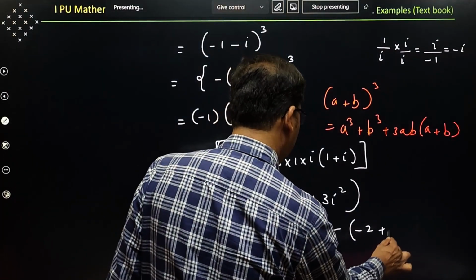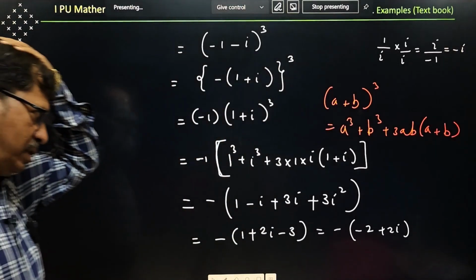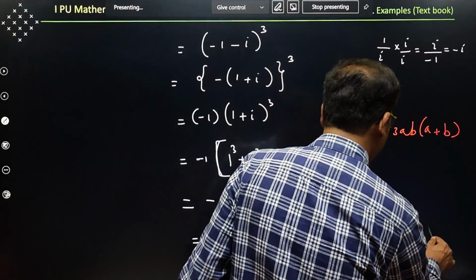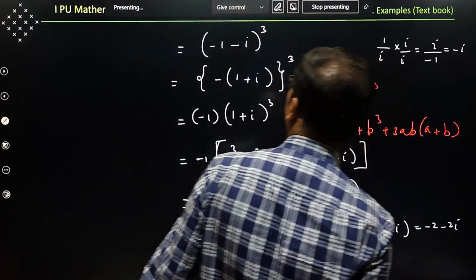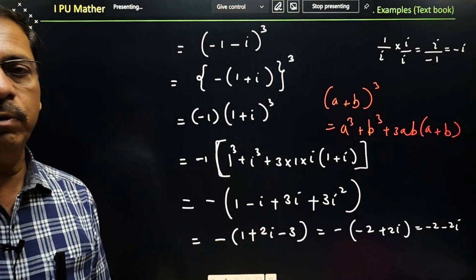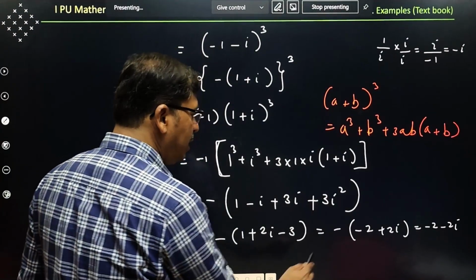Okay, now 1 minus 3 leads to minus 2, minus of minus 2 plus 2i. Now apply the minus sign, the answer is minus 2 minus 2i. This is the question's solution according to me.